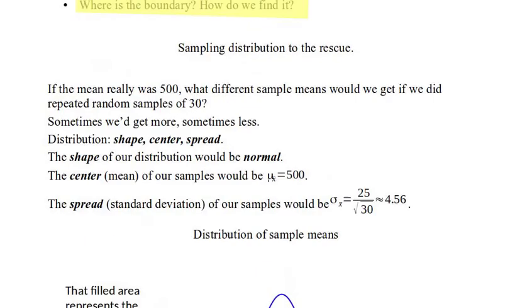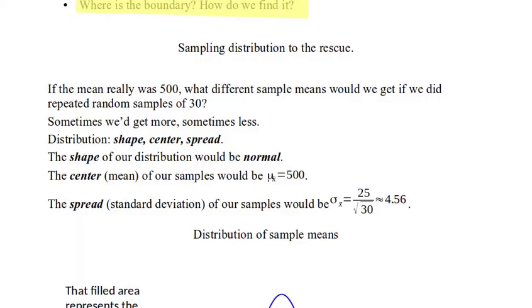So let's remind ourselves of sampling distributions. If the mean really was 500 as the null hypothesis, as the manufacturer claims, what different sample means would we get if we did repeated random samples of 30 batteries? Sometimes we'd get more, and sometimes we'd get less. But let's remind ourselves of the shape, the center, and the spread. The shape of our distribution would be normal. That's because the sample is at least 30.